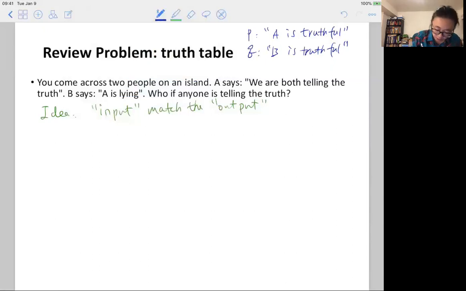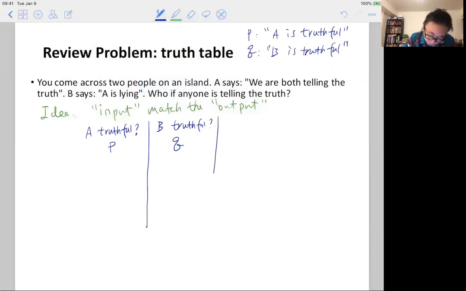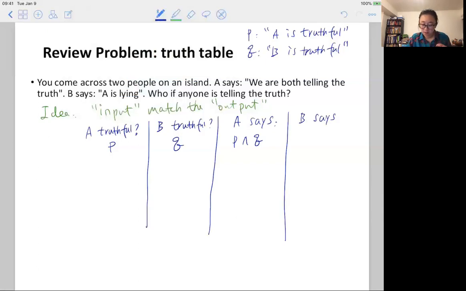Again, in my truth table, the first column is basically asking, is A truthful? Which is basically the possible value for variable P. The second column is going to ask, is B truthful? And it's going to correspond to the variable Q. The fourth column is now A's statement. So A says both of us, A and B, are telling the truth, which is the statement P and Q. And then the last one is B made the statement that A is lying, which we translate to not P.